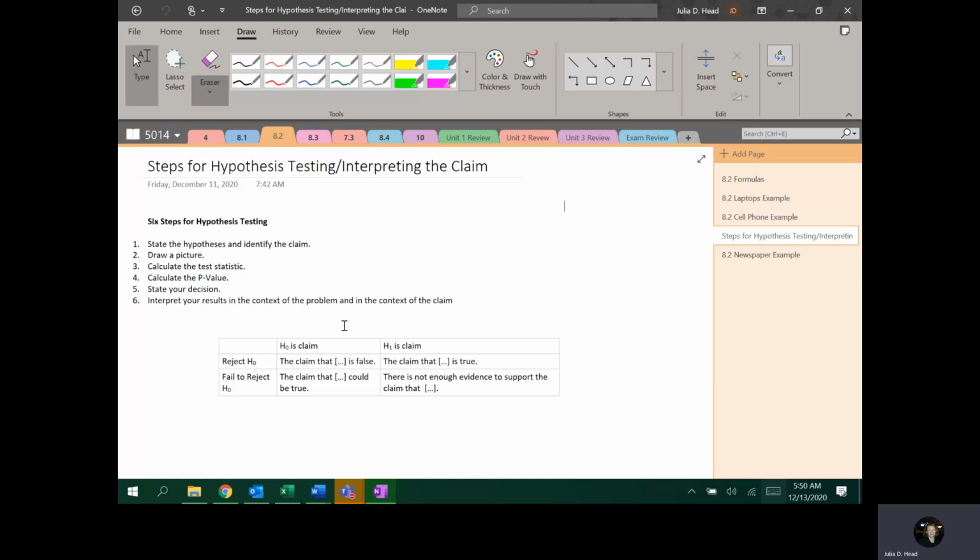Welcome to today's lesson, the very first example of a real full hypothesis test. Because of that, it's going to be a longer than normal example, which I apologize for.